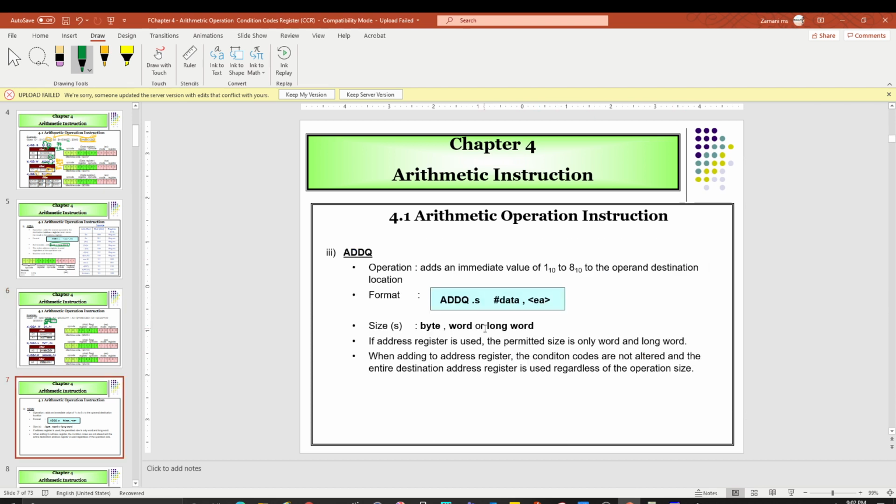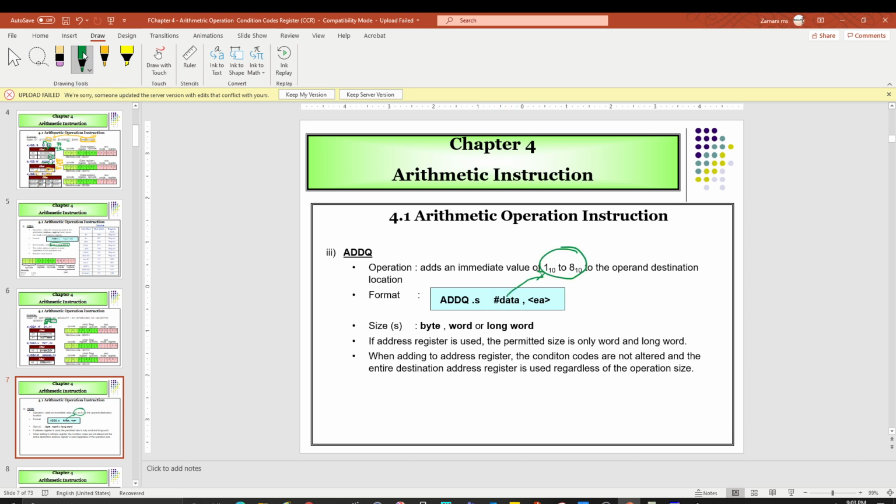Then we have the add quick. Just now we had add A, and now add quick. In add quick, you are only allowed to have values from 1 to 8. Other than that, you cannot use add quick. 10 you cannot use, only 1 to 8. The format is add quick.size, data to the effective address. The data must be from 1 to 8 only.